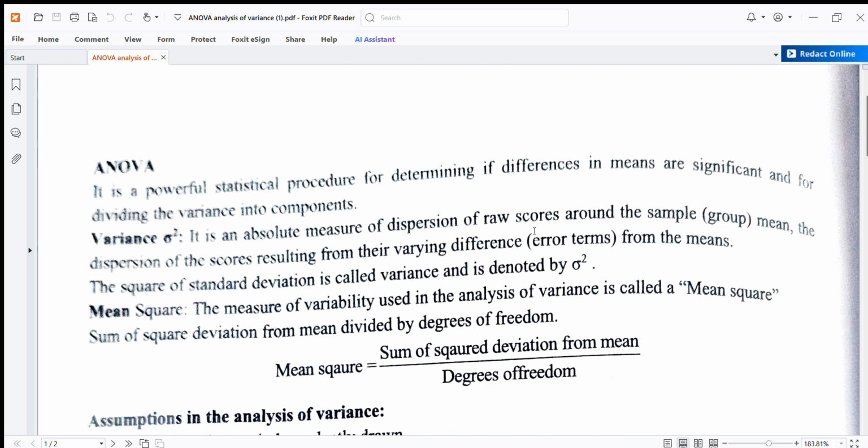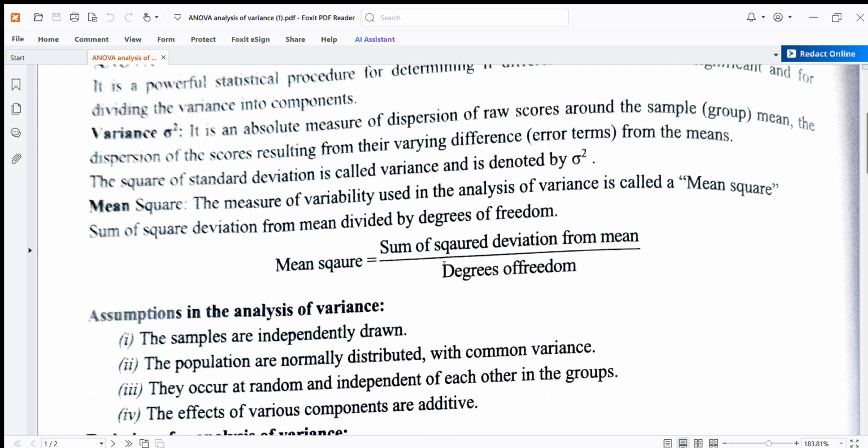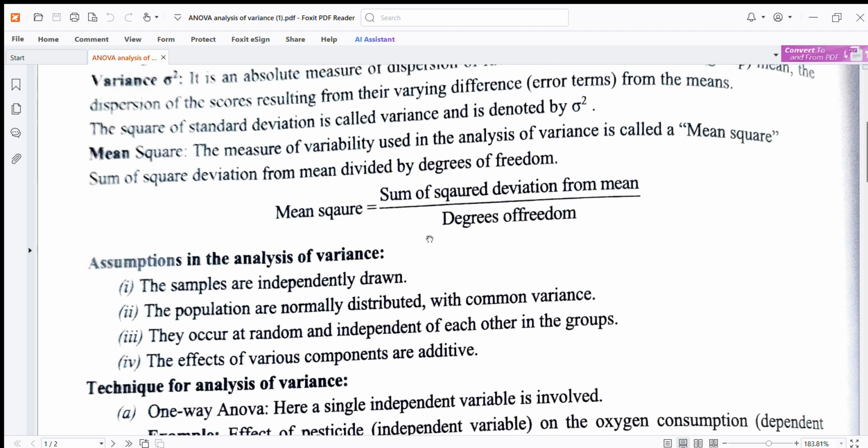The square of the standard deviation is called variance, and it is denoted by sigma squared. Mean square: the measure of variability used in analysis of variance is called a mean square. Mean square is equal to the sum of square deviations from the mean divided by the degrees of freedom.